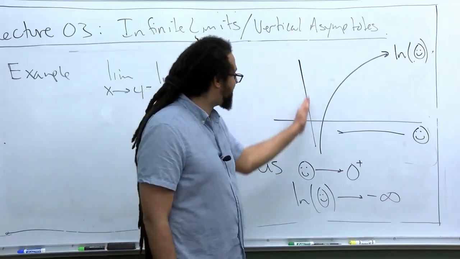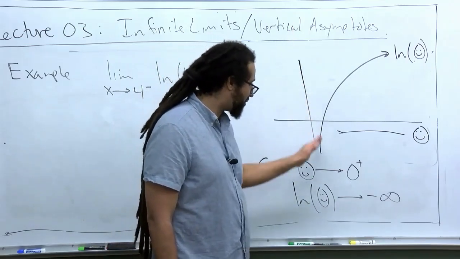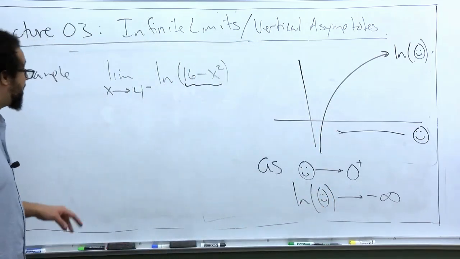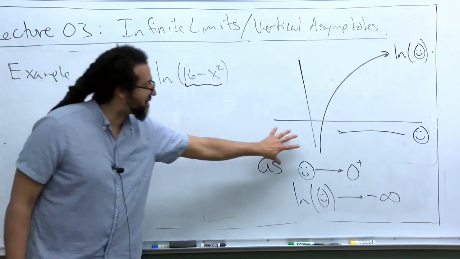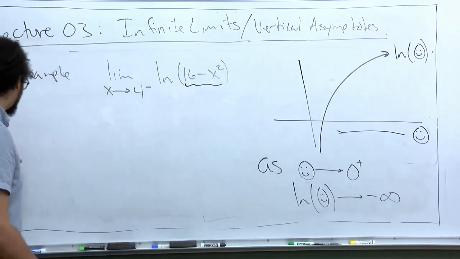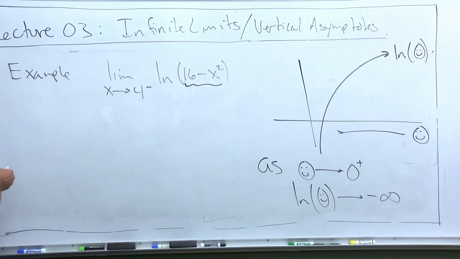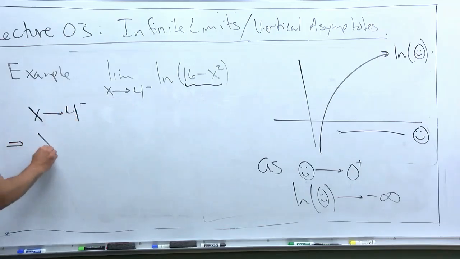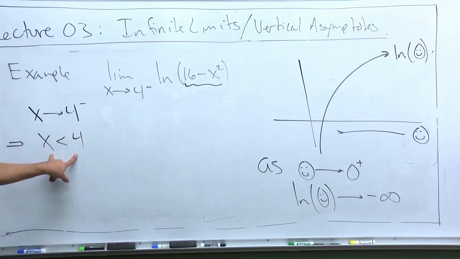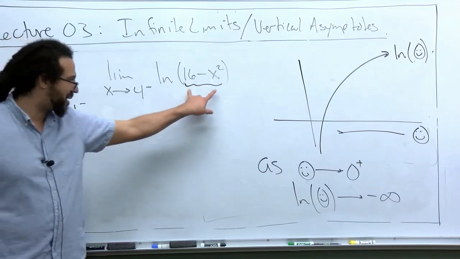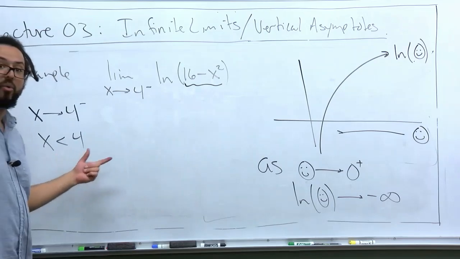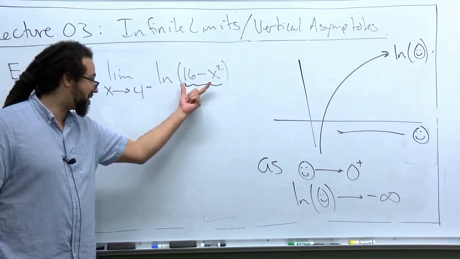So the natural log function has this vertical asymptote built in, so we want to exploit that fact for this particular problem. So how can I use this to address this problem? Well, if x approaches 4 from the left, that tells me that x is certainly less than 4. So now I want to take this expression, x less than 4, and build it up to 16 minus x squared.